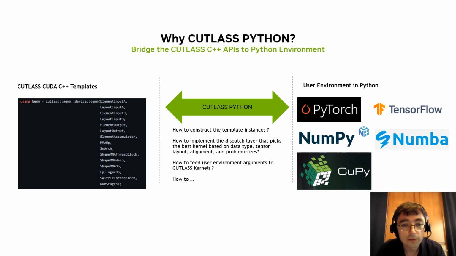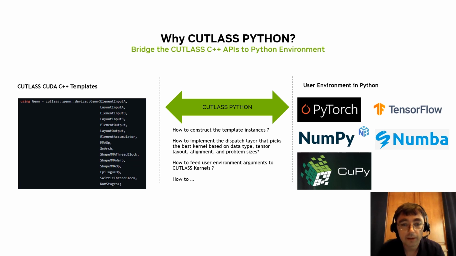A number of template arguments are used to specify the data types, layouts, and tuning parameters for an optimized GEMM. This is then compiled and added to a dispatch table to enable an application to pick the right kernel and launch it at the appropriate time. However, all of this is in C++.